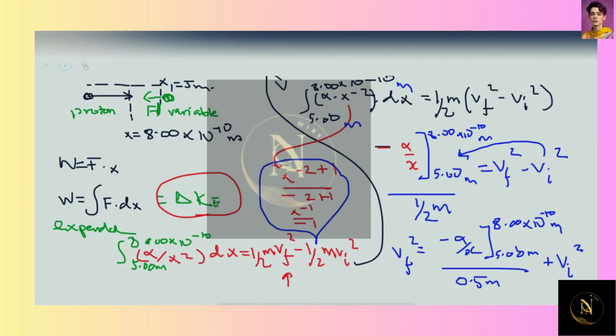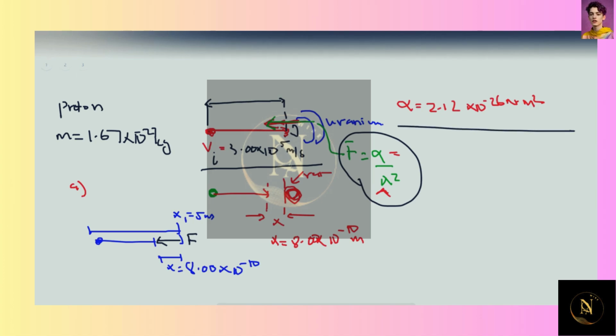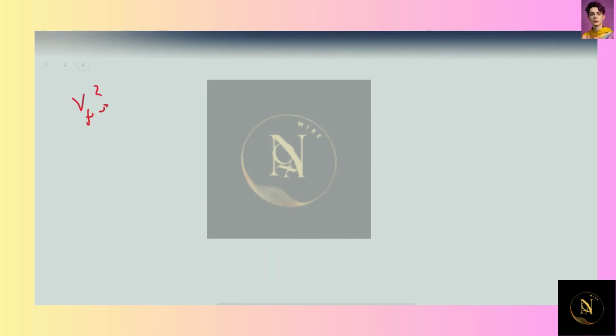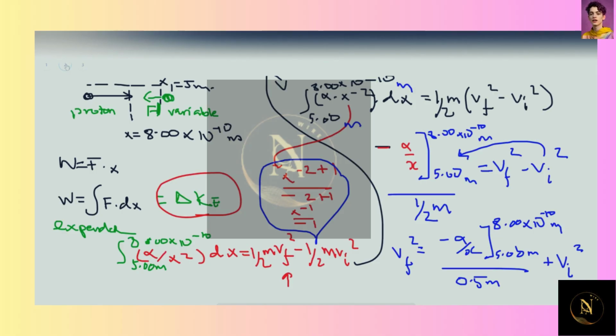alpha. So we have alpha. Remember, alpha is, if I go back, what's the value of alpha? That's the value of alpha, 2.12 times 10 to the negative 26 Newton meters squared. So 2.12 times 10 to the negative 26 Newton per meter squared. That's the value of alpha. And then we also have x. Now, x is where you're going to plug in the numbers. We have the value of x.